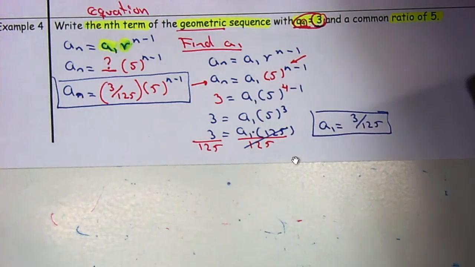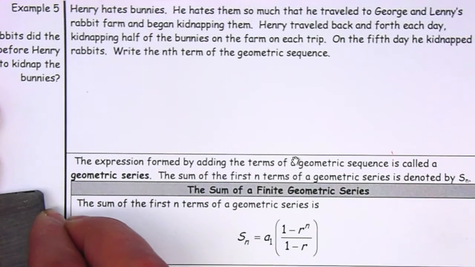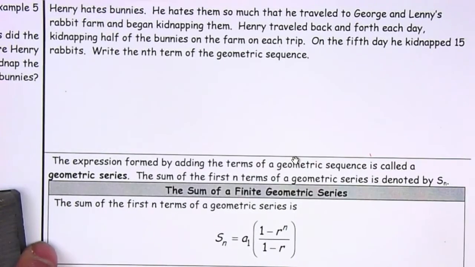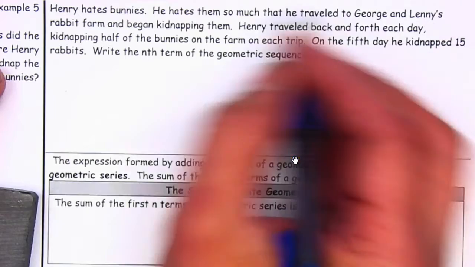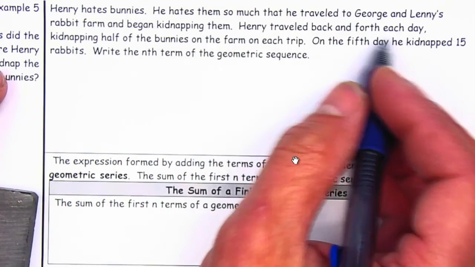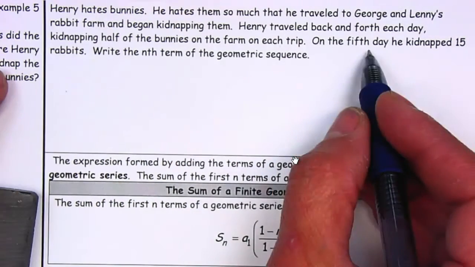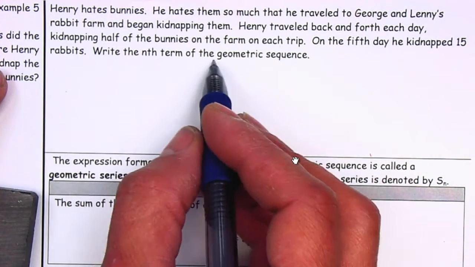Let's continue to the back side. On example number 5, it says, Henry hates bunnies. He hates them so much that he traveled to George and Lenny's rabbit farm and began kidnapping them. Henry traveled back and forth each day, kidnapping half of the bunnies on the farm on each trip. On the 5th day, he kidnapped 15 rabbits. Write the nth term of the geometric sequence.